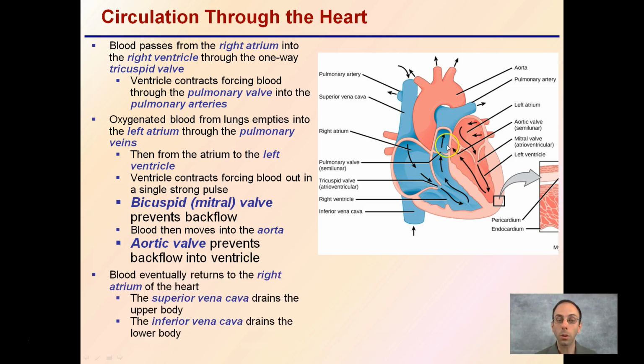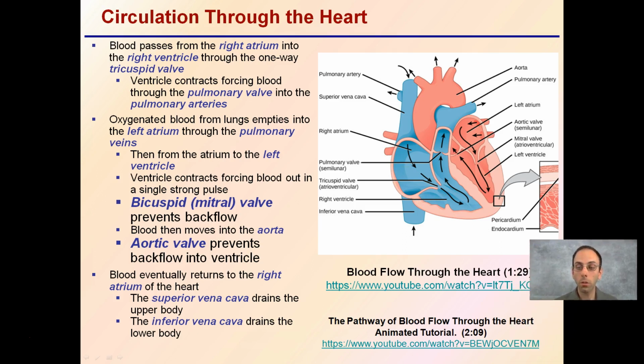Lastly, our blood eventually will return to the right atrium through the superior vena cava, which drains the upper body, and that's located here, and our inferior vena cava located here, and that's going to drain the lower body. And they're both going to go into this right atrium.